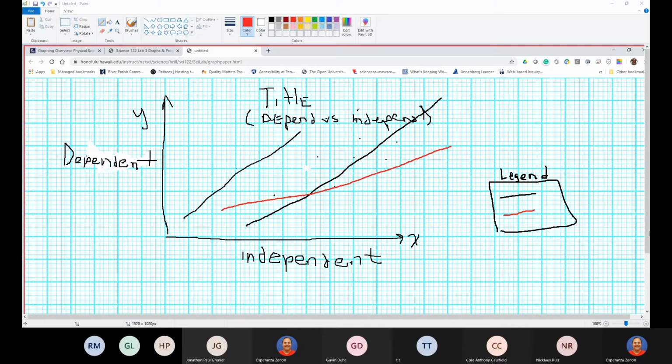Okay. So what I've done for you in this handout is I've simplified and summarized the graphing rules. This is kind of like a checklist. If you can check off each one of these as you're doing the graphs, then you know you have a good, strong scientific graph. Okay.